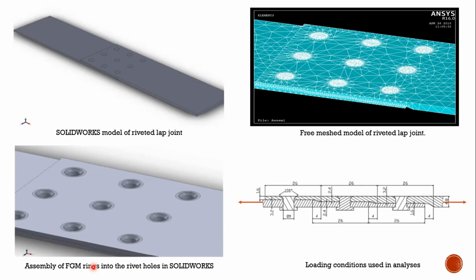So we assembled multiple FGM rings inside those rivet holes, and then we again had the rivets, and then we had the lap and everything. Then this is our free mesh model. Initially we went with the free mesh model, and later we employed our controlled mesh as well. These are the loading conditions and boundary conditions. We just wanted to go for uniaxial tension, because there are n number of components involved. We just wanted to see how it behaves under uniaxial tension.